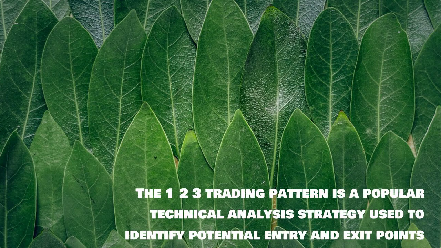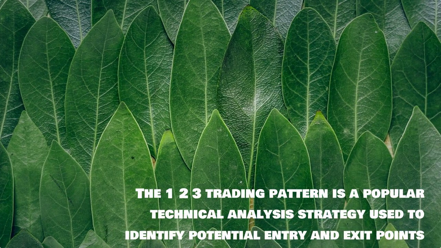The 1-2-3 trading pattern is a popular technical analysis strategy used to identify potential entry and exit points in the financial markets. It consists of 3 distinct price movements that form a specific pattern on a price chart. The first movement is a trend in one direction, followed by a retracement, 2, and then a resumption of the original trend, 3. Traders use this pattern to anticipate trend reversals and take advantage of potential market opportunities.